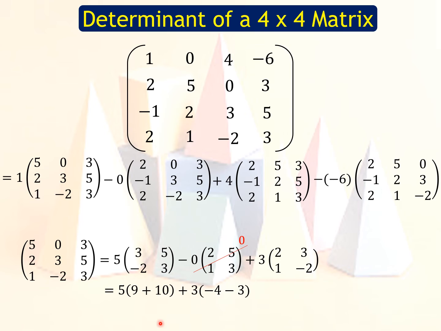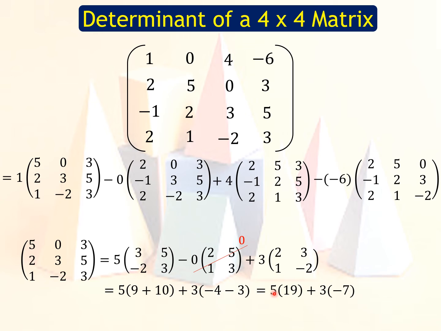And then we have 5 times, 3 times 3 is 9, negative 2 times 5 is negative 10. It is subtraction, minus negative 10, so it is plus 10. And then we have 3 times, 2 times negative 2 is negative 4, 3 times 1 is 3, it is minus, so minus 3.